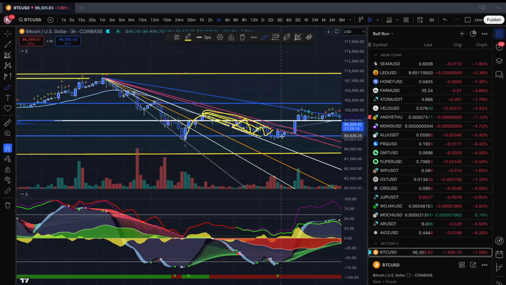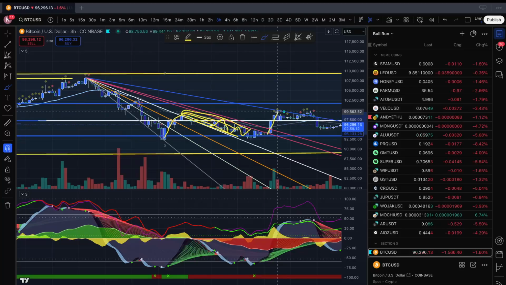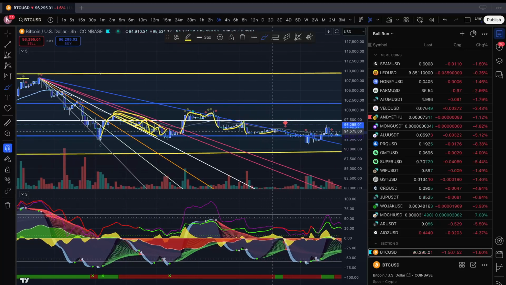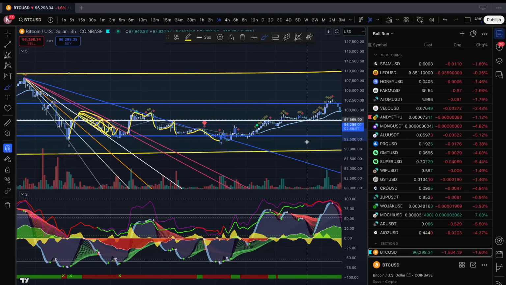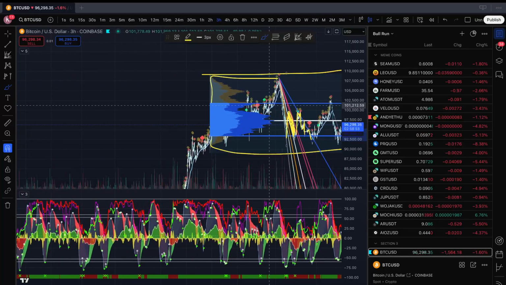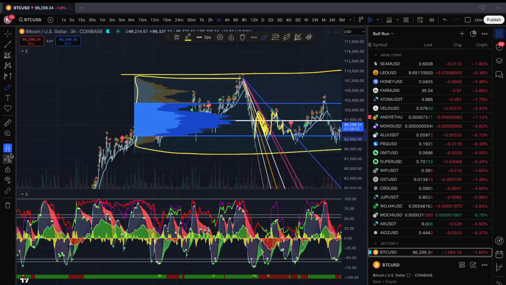Once it breaks out, as you can see, we come up to this blue line over here. We're finding some resistance, and then we break over it, and then we break under, and then we come up, use it as resistance, and then we come back down, and then resistance again. So you can see how it's always dancing with those lines of the fan.